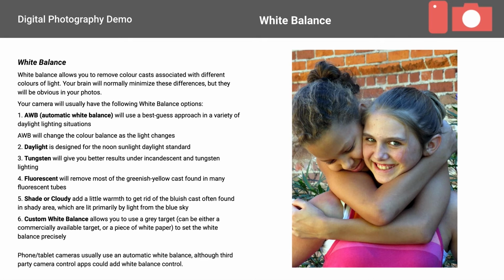Custom white balance, usually how it works is that you take a picture of white paper or something with a neutral color balance in the same light that you're working with, and then use the camera functions to set that as the custom white balance. Phone and tablet cameras usually use an automatic white balance, although Lightroom does allow you to set your white balance.